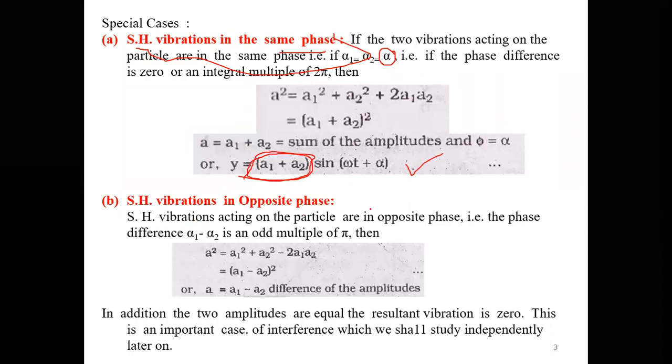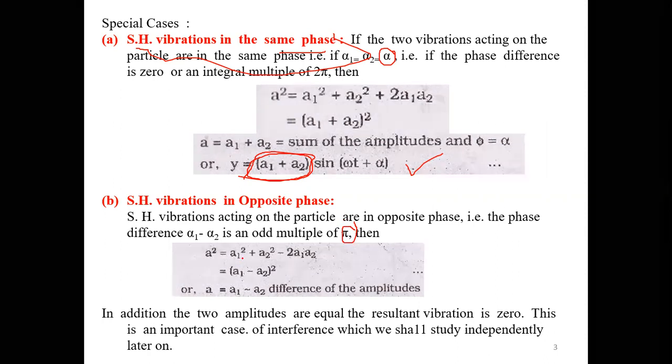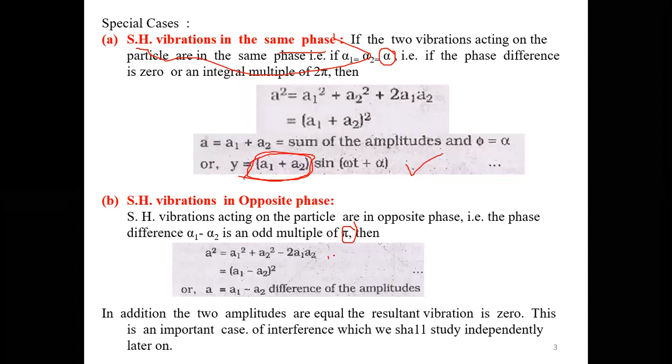Now simple harmonic vibrations in opposite phase. Opposite phase means alpha 1 minus alpha 2 will be an odd multiple of pi. If it is an odd multiple of pi, cos pi means minus 1. So the formula will become A1 square plus A2 square minus twice A1 A2, which is (A1 minus A2) square. So the resultant amplitude A will be the difference of the amplitudes of the individual waves.